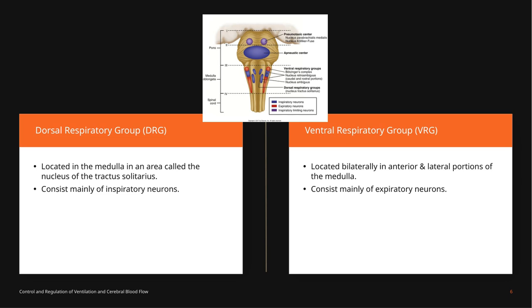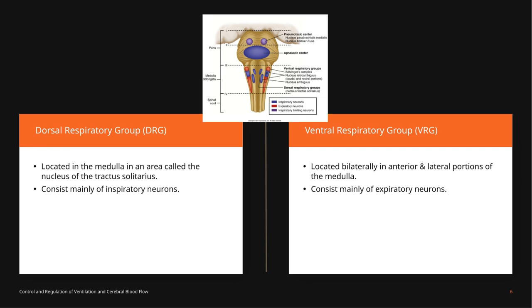This process primarily occurs in the medulla, specifically in an area known as the nucleus of the tractus solitarius. This region plays a crucial role in sensing and integrating signals related to blood gases and blood pressure. Most of the neurons here are inspiratory neurons, which are responsible for initiating the inhalation process, ensuring that we get enough oxygen. Moving on, we also have the dorsal respiratory group, or DRG, which is located bilaterally in the anterior and lateral parts of the medulla.